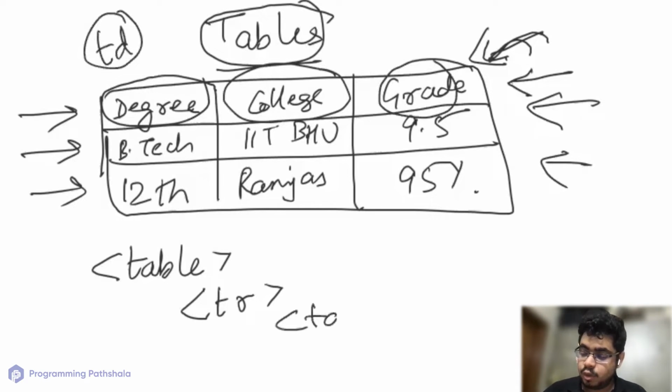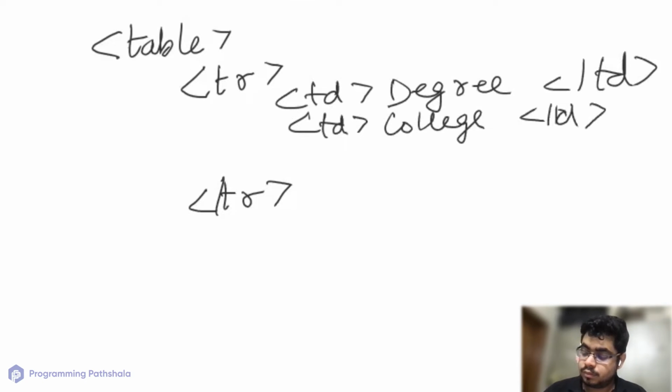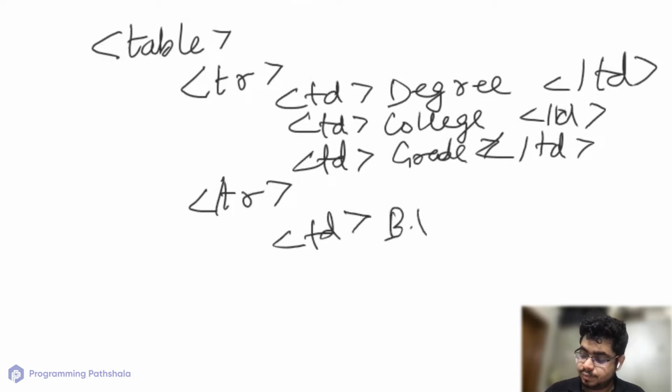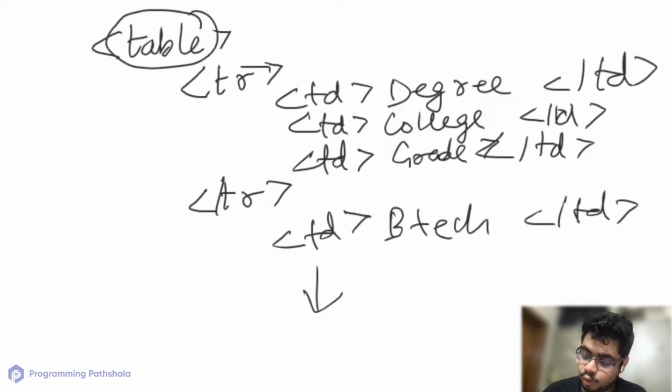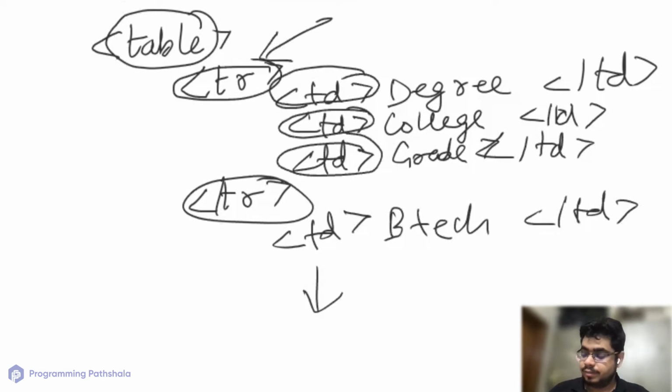So I can say that I want a td degree, then I want a td college, then again I want a td grade. Similarly, here I can mention more TDs like BTech and so on and so forth, right? So essentially, a table consists of certain table rows, and inside those table rows, there are certain cells represented via TD.